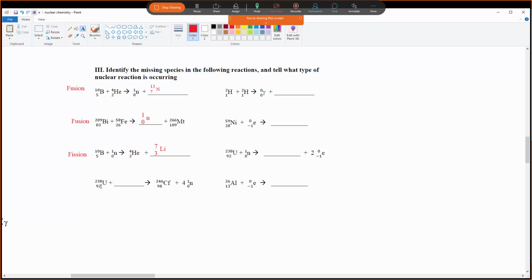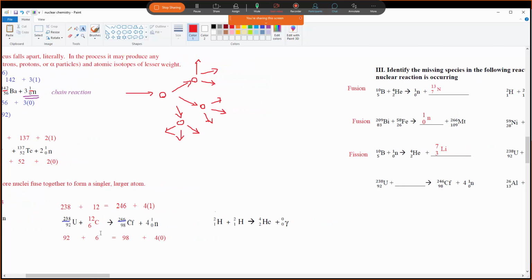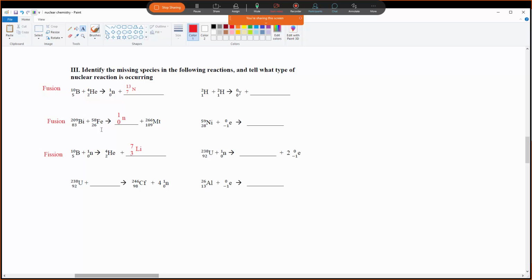All right, let's look at this one here. 238 plus what equals 246. Is this the example that we just did over here? Let's see. Yeah, this is right here. This looked really familiar to me. 238 plus 12, 6 carbon, gives me californium 246 plus 4, 1 nitrogen. Sarah, did you calculate that all over? Or did you recognize that we had done that one just now?